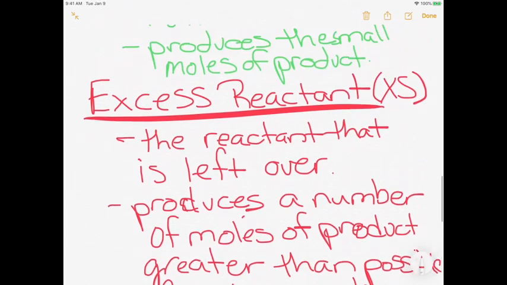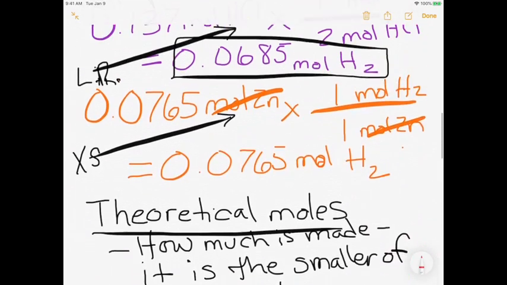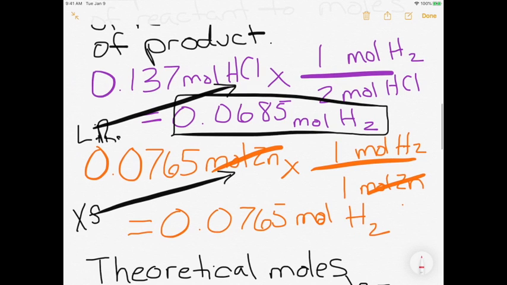All right, so now that we have found that this number here, the 0.685 moles of hydrogen gas, is our theoretical moles, how do we get our moles of hydrogen into liters of hydrogen? How do we get moles of hydrogen gas into liters of hydrogen gas?